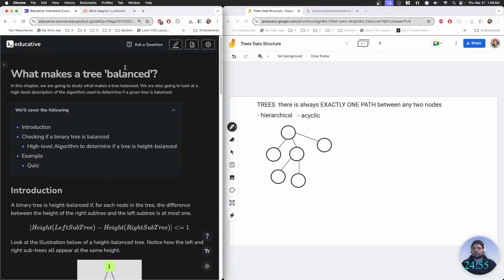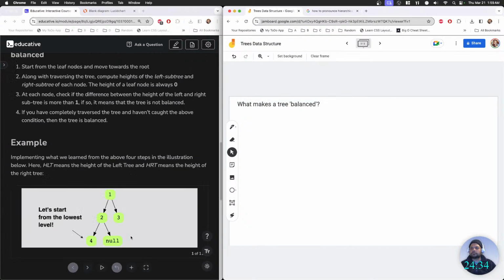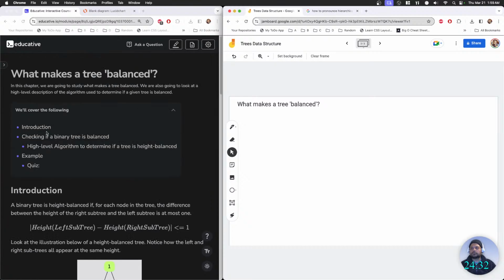What makes a tree balanced? Yikes, that's a good question. That's the title of the slide. In this chapter, we're going to study what makes a tree balanced.